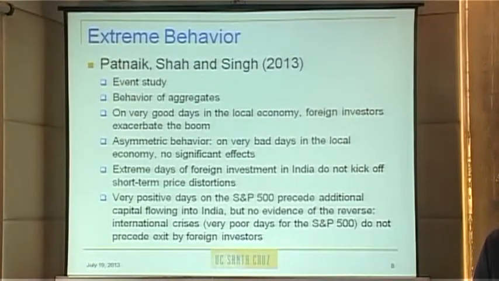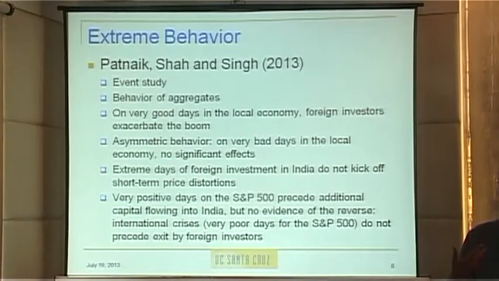And again, we also did not find any evidence that, say, very bad days in the global economy, as proxied by what's happening to the S&P 500 index, were triggering exit by foreign investors from India. You can think of that index as, in some sense, aggregating prices, a sort of Hayekian view that prices reflect information. So using that as a signal of global conditions, we didn't find that very poor days in the global economy were kind of triggering or preceding exit by foreign investors from India.